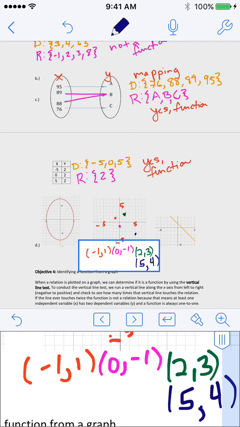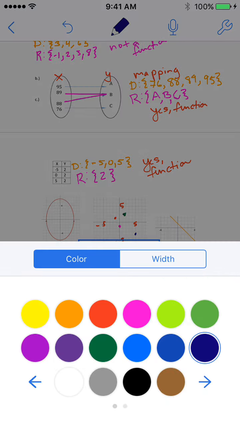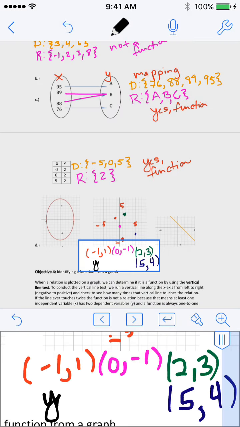That's right, it's a function. We don't see any repeated x's. If we saw a repeated x, then we would have a problem. There would be one x going to 2 different places, 2 different y's, and that would be an issue. So this is a function. Yes, a function. We'll just write yes. Awesome, so that one's pretty straightforward when it's just points.